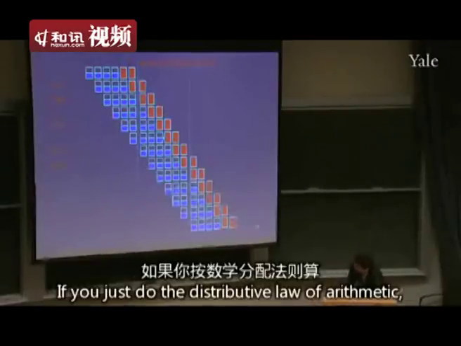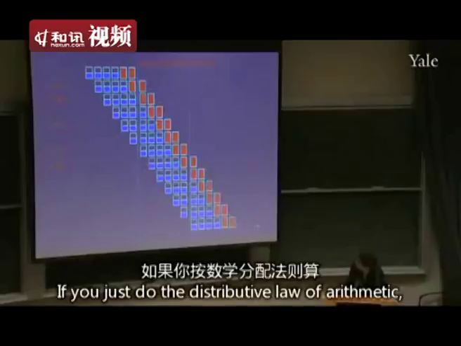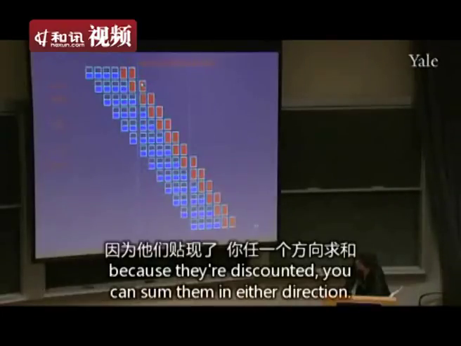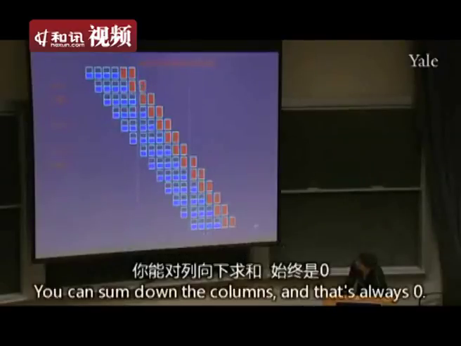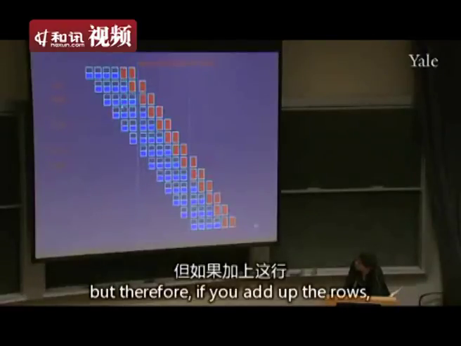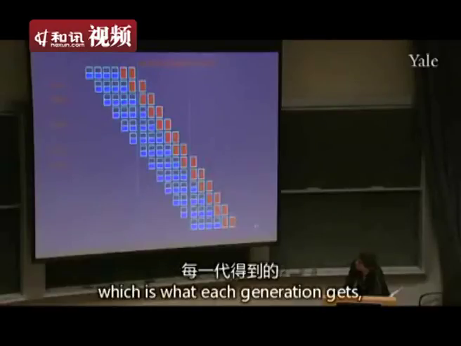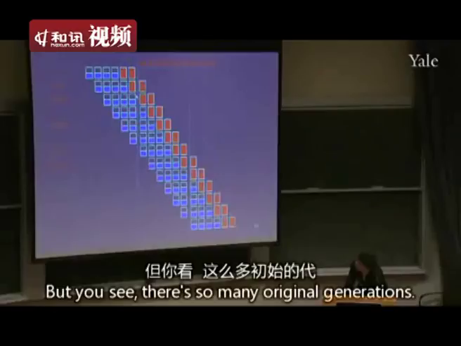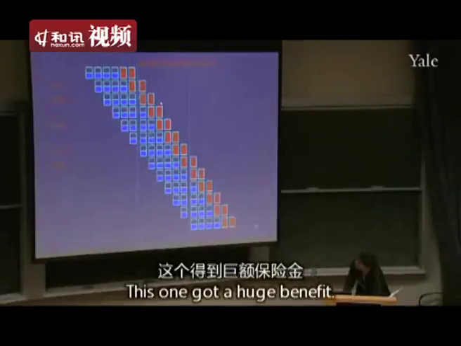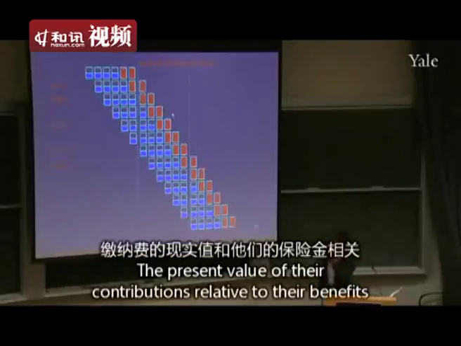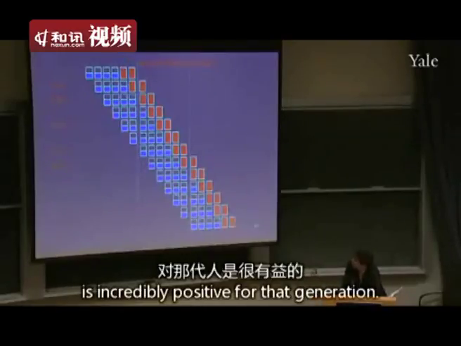If you just use the distributive law of arithmetic, you realize that although these things go off to infinity, because they're discounted, you can sum them in either direction. You can sum down the columns, and that's always zero. The benefits and the contributions always net to zero. But therefore, if you add up the rows, which is what each generation gets, they also have to add up to zero. But there are so many original generations. This one got a huge benefit. This one got huge benefits. The present value of their contributions relative to their benefits is incredibly positive for that generation.